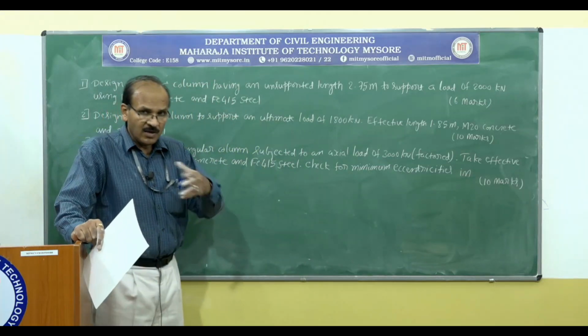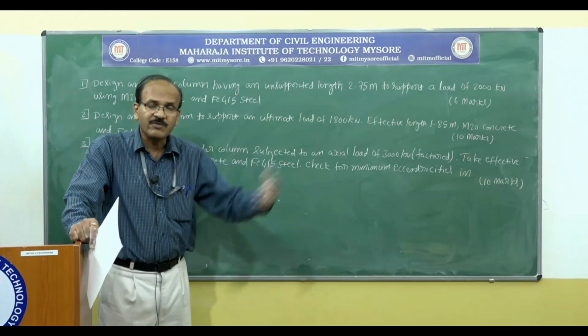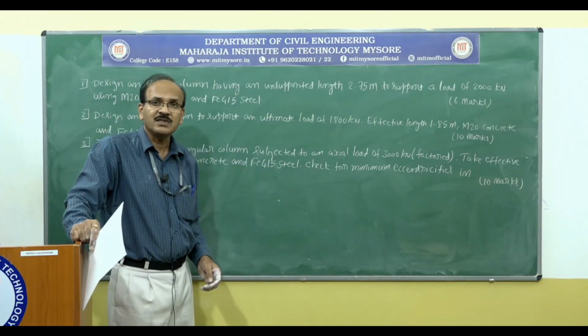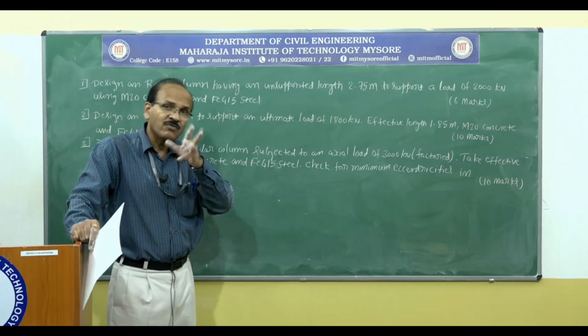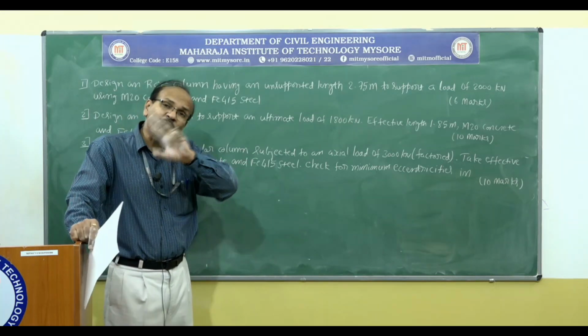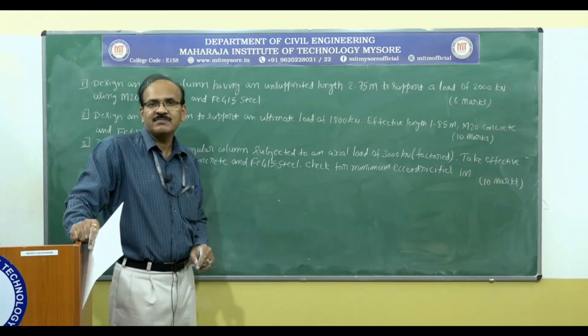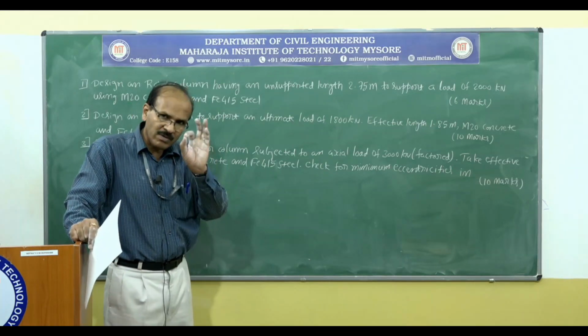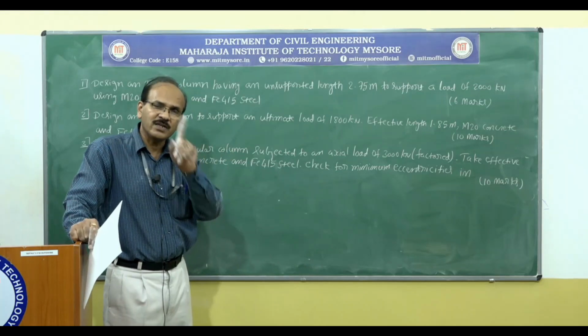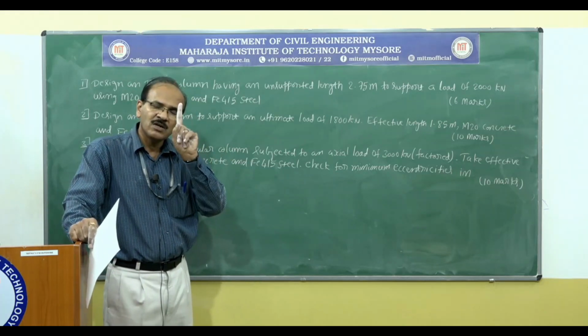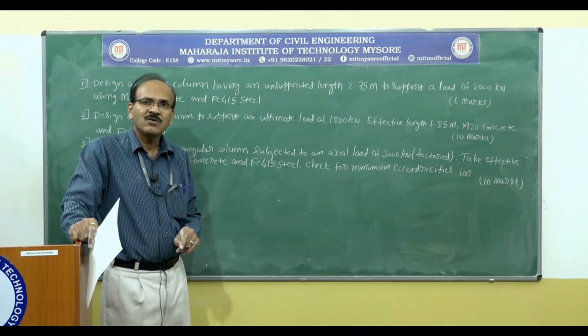If you check the problem I just solved in this session, I have checked for minimum eccentricities in both the directions. That is true only in the case of a rectangular column. If the column is a square column, you don't have to worry, there is only one dimension, so you need to check for eccentricity once.